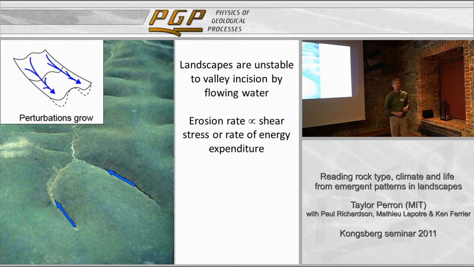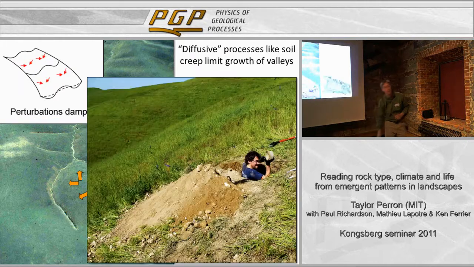And usually we describe channel incision as the rate of incision going as shear stress exerted by the flow on the bed of the channel, or more broadly, it's just the rate of energy expended, so-called stream power, as the water flows. And there's empirical evidence from the field and from some lab experiments that this is a reasonable description. So this amplifies the perturbations and forms valleys. But there must be something else that damps them, right? Because you don't see the landscape infinitely finely dissected. Drainage networks kind of look fractal. There are limits.